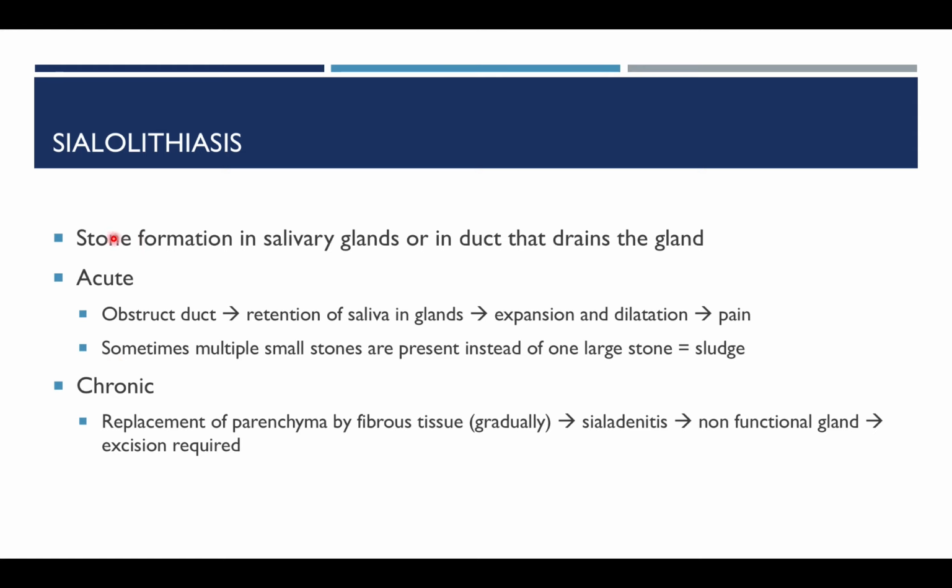Sometimes, instead of having just one stone, there can be multiple tiny stones. And in this case, we call it sludge. So in terms of chronic sialolithiasis, we have replacement of the parenchyma by fibrous tissue, which occurs over time. This leads to sialadenitis, which is inflammation of the salivary glands, and we will talk about it more in the next slide. But sialadenitis over time leads to dysfunction of the gland and therefore leads to excision.